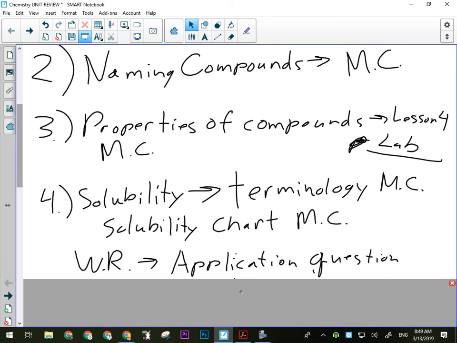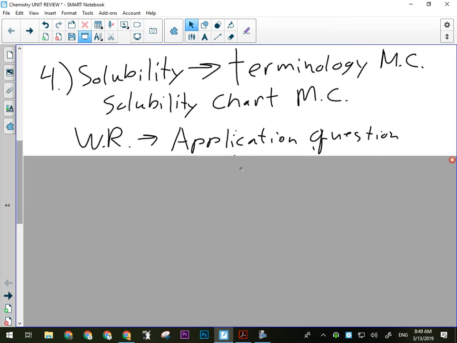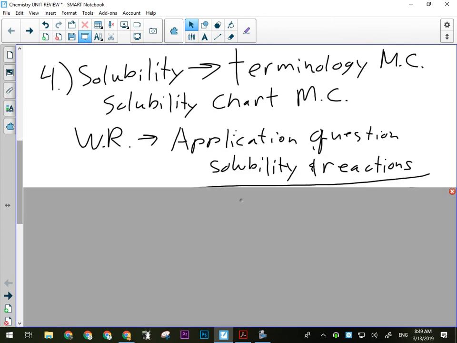And there's only one reaction type that's going to produce precipitates that would have to do with solubility. So like I said, application question in there: solubility and reactions. So what I just told you.